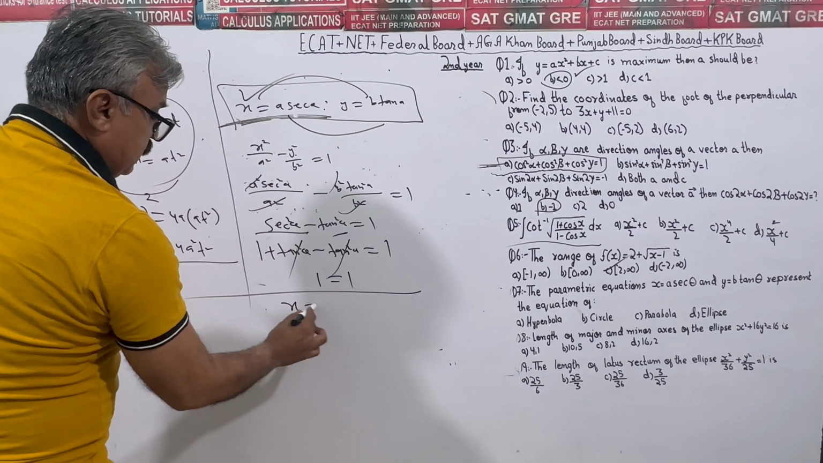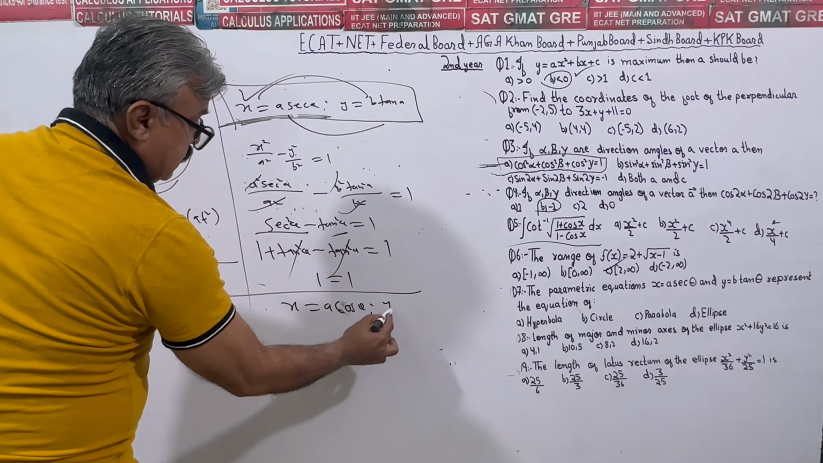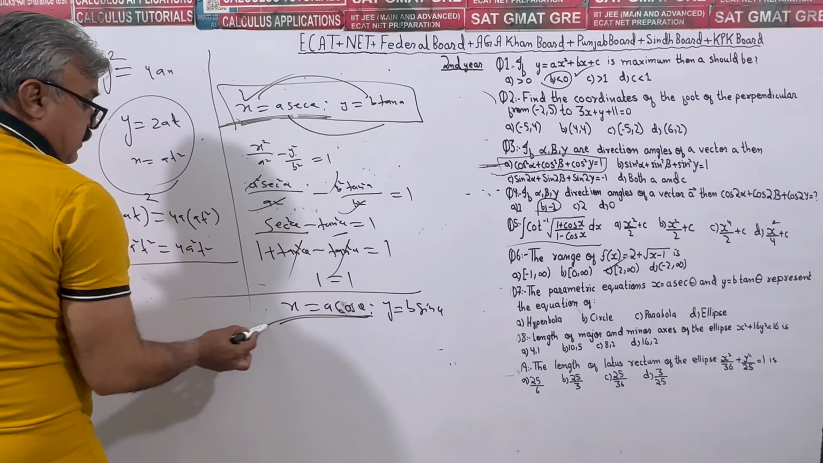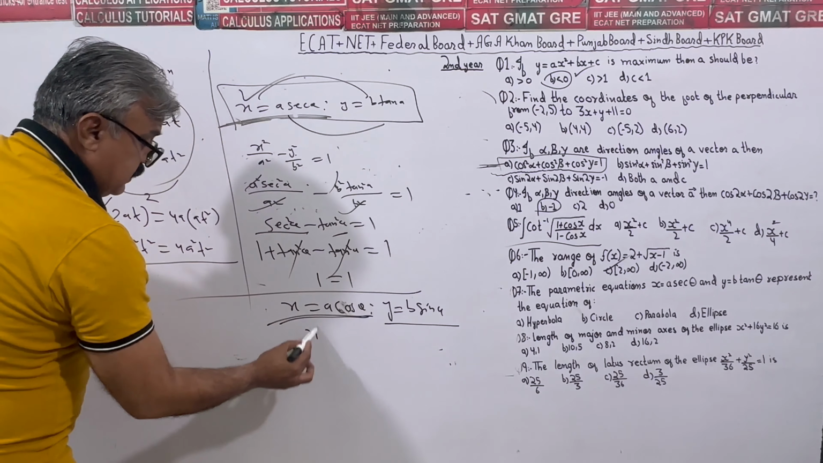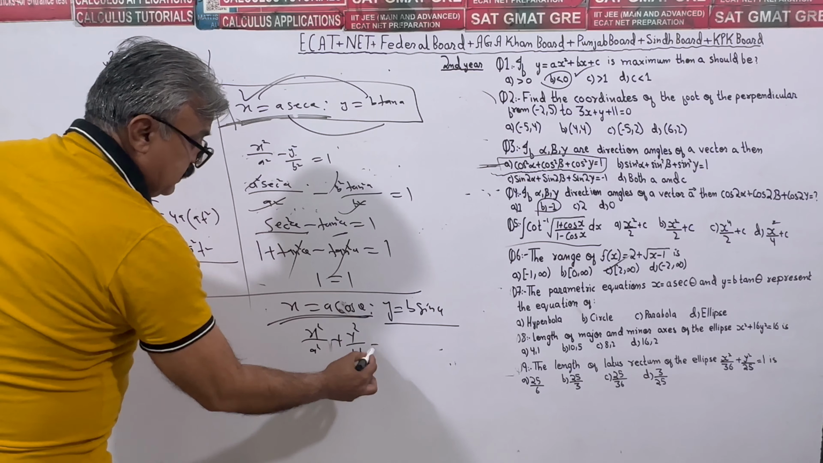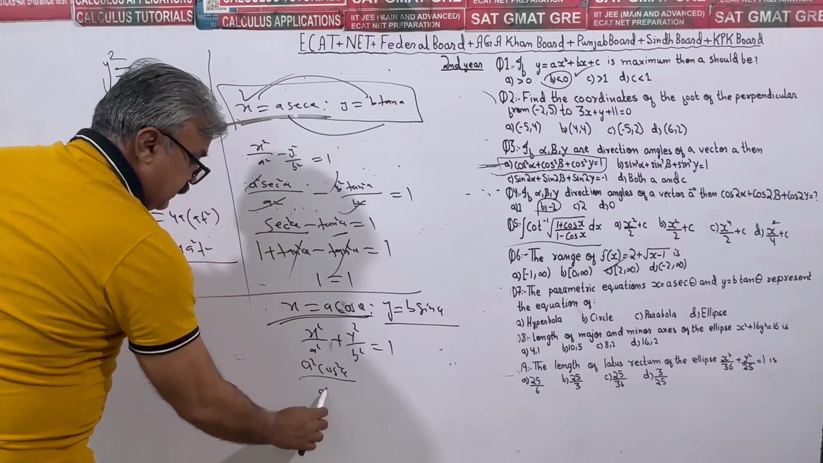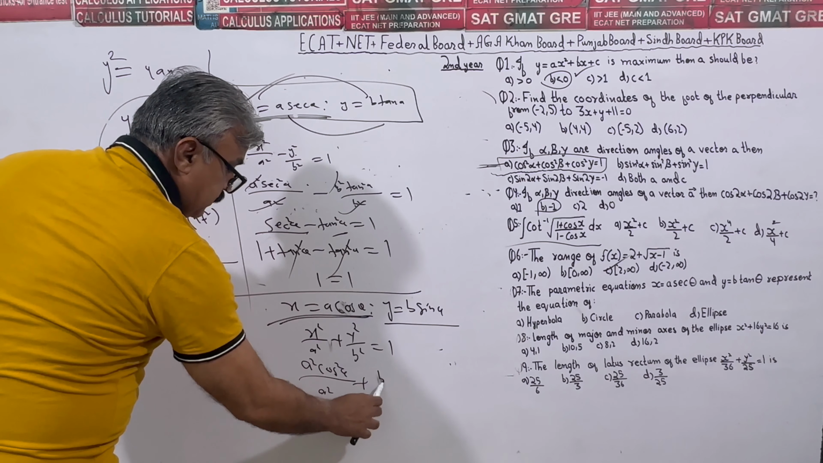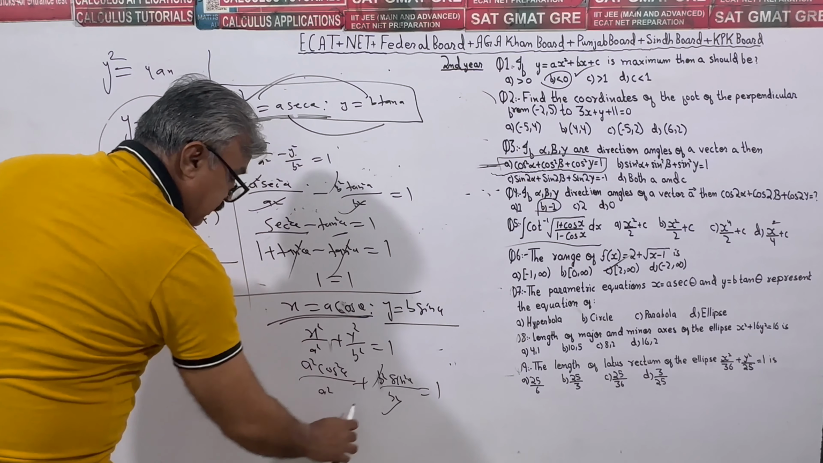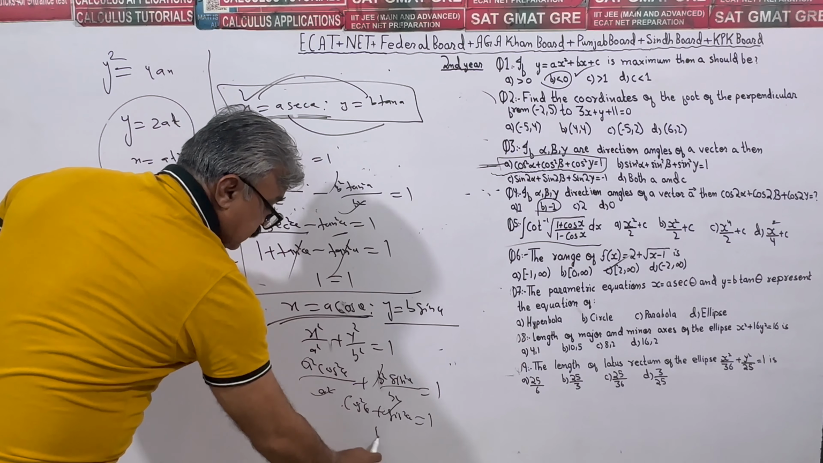It's really a good one. x is equal to a cos theta, and y is equal to b sin theta, when the major axis is along the x-axis and the minor axis along the y-axis. Let's verify. x square over a square plus y square over b square is equal to 1. Instead of x, let me write a cos theta: a square cos square theta over a square plus b square sin square theta over b square is equal to 1. Cancelled out. We have cos square plus sin square is equal to 1. So 1 is equal to 1.